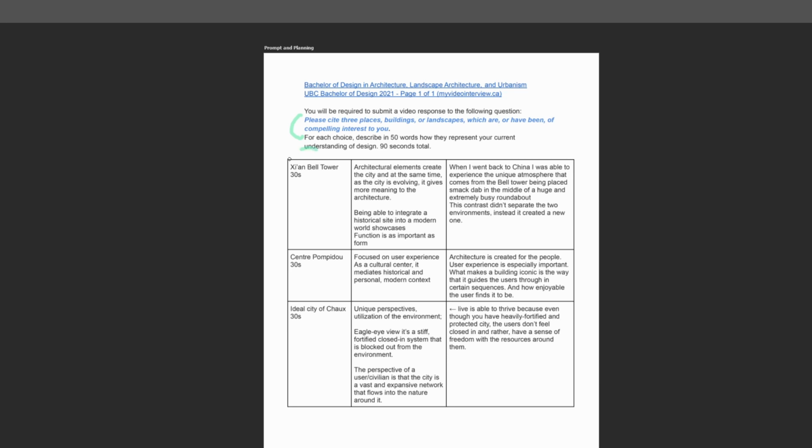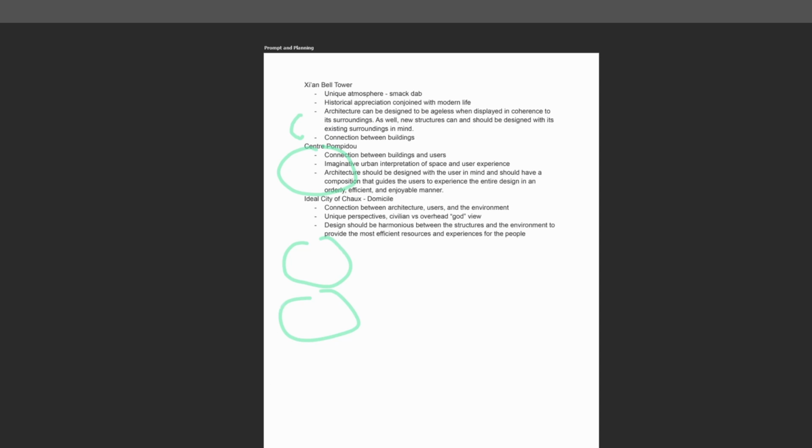So I talked about the Xi'an Bell Tower. I talked about Centre Pompidou, and I talked about the Ideal City of Show. So here's my planning. If you want to take a look, you can pause the video and take a look. However, I did just go into more detail here once I clear this page of marking. I'm going to find a better way to make these videos, but this is what we have for now. Anyway, so for the bell tower, I was talking about the different points I need to bring up in the interview, same as Centre Pompidou, and then the ideal city of show.